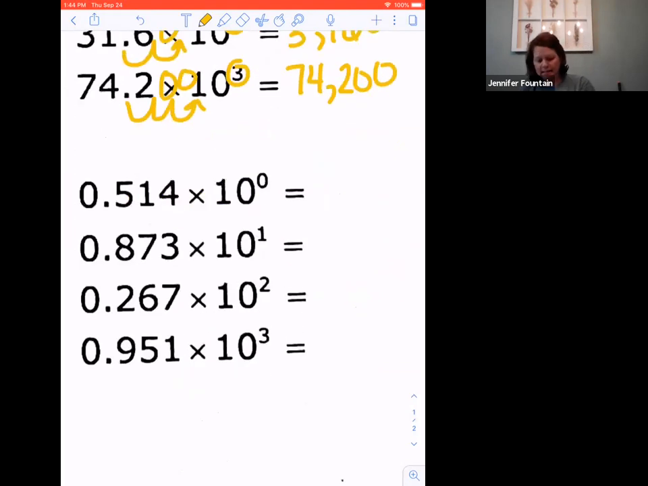And then finally, I have got some smaller numbers. We had some bigger numbers a minute ago, but now they're decimal places. These are numbers less than 1 right now, but we're going to be multiplying by powers of 10. So again, 10 to the 0 power is 1, so that's just going to stay 0.514. 0.873 times 10 to the first means I move my decimal one place, so now I have 8.73.